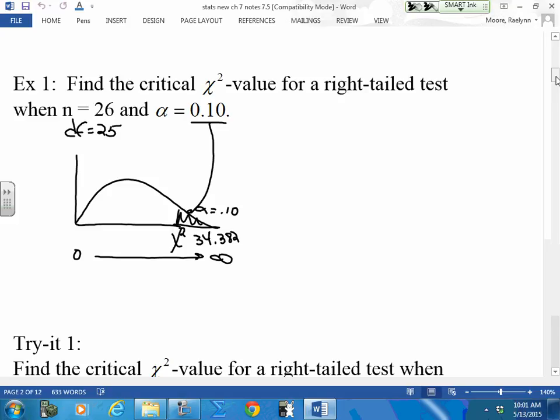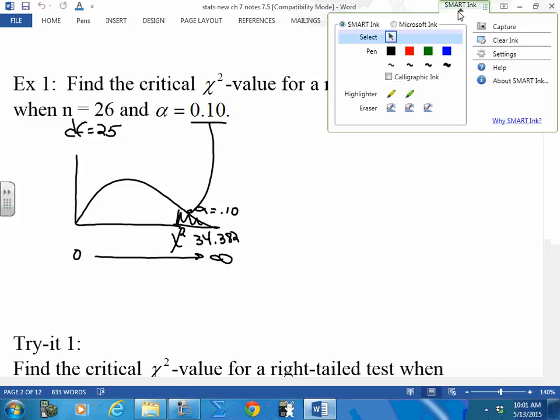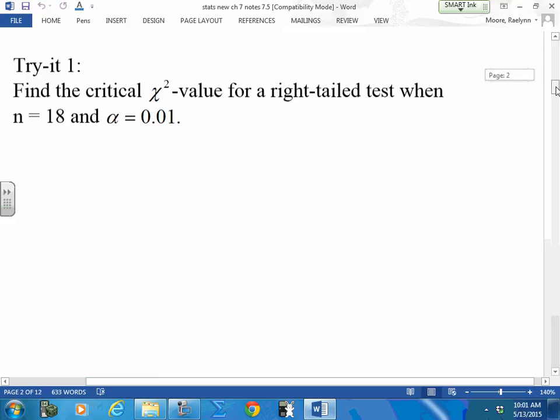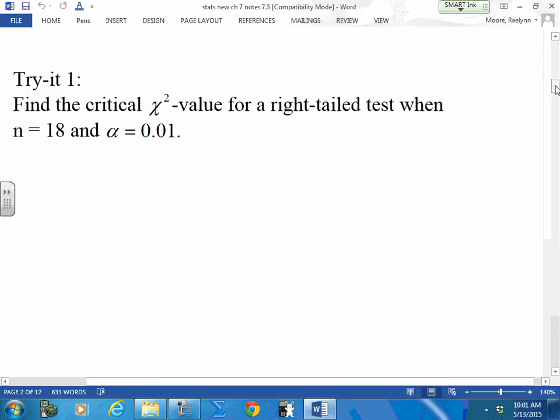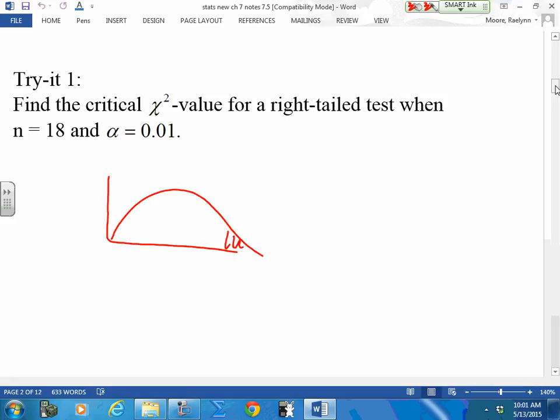Okay, so you try the next one. All we want to find right now is your critical value. It's a little different in finding this. Find a critical value for a right-hand test. Again, start like this. This critical value is 0.01. What's your degrees of freedom going to be?